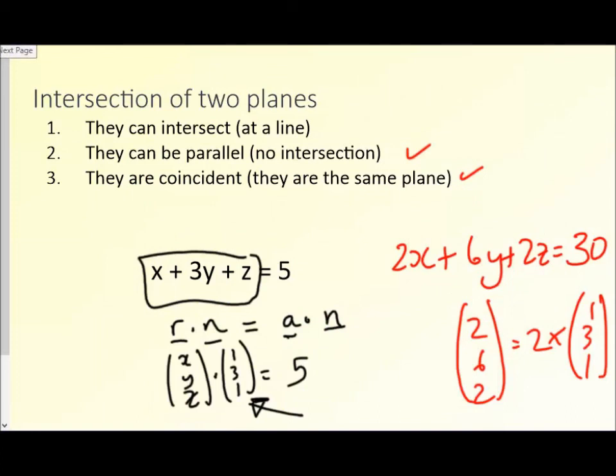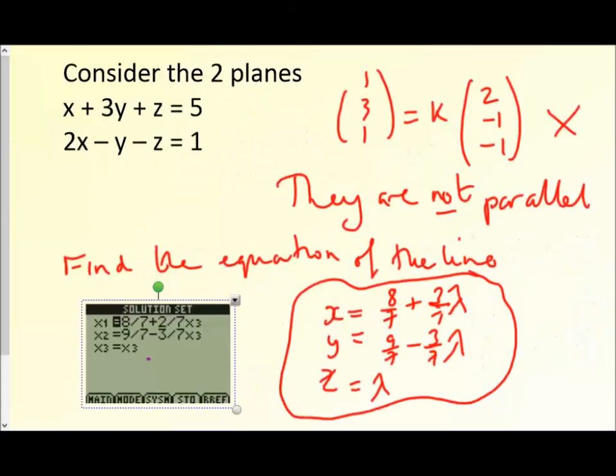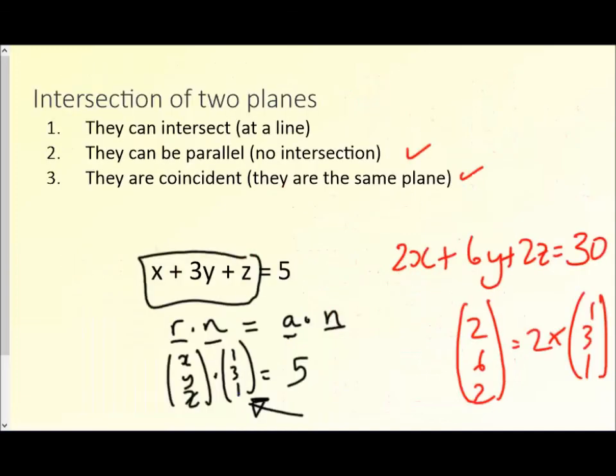But there may be instances where the planes are parallel, or they may be coincident. Well, if they're coincident, they're parallel as well, and if that's the case, then the directions of the two will be the same. And it's very, very simple to show that they are the same or not.